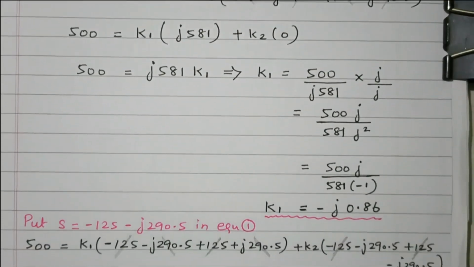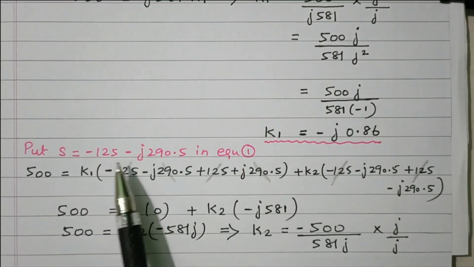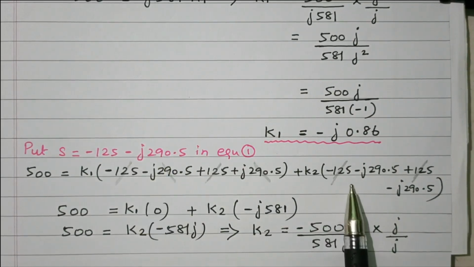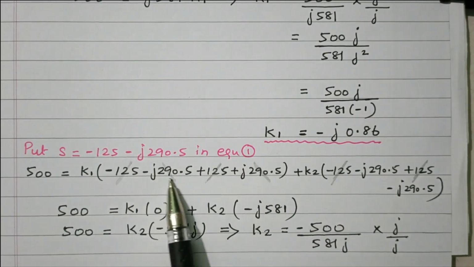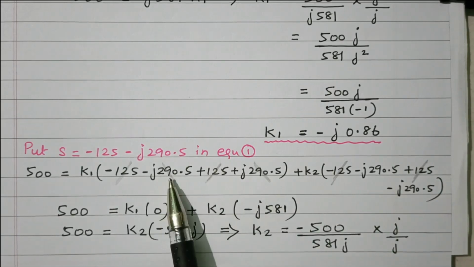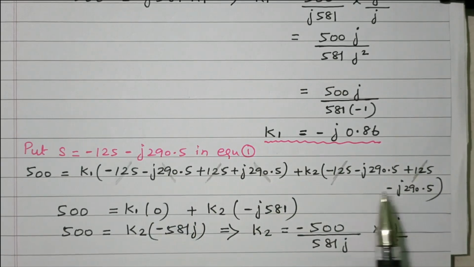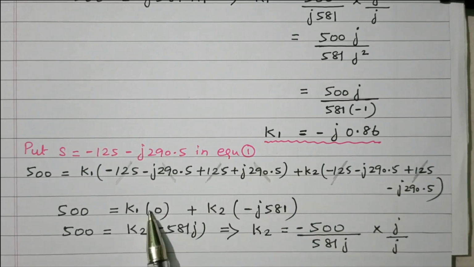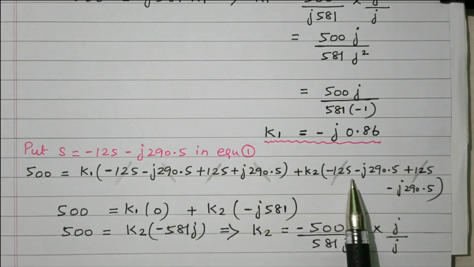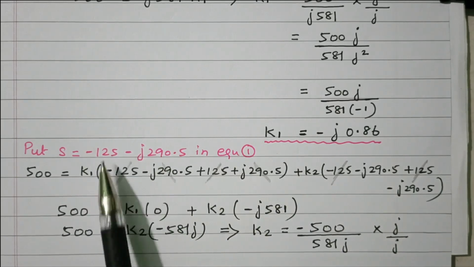Similarly, we can find the K2 value. We need to substitute S equal to minus 125 minus J 290.5, so that we can cancel K1 and find K2. So this value is substituted here, the S value in the K1 and K2 terms. Here these two are cancelled. These two terms also got cancelled. Here 125 got cancelled, so automatically this term is 0. K1 is 0. So we have to choose the S value such that in the previous case the K2 term becomes 0, and in this case the K1 term becomes 0. Accordingly we have to choose the S value.